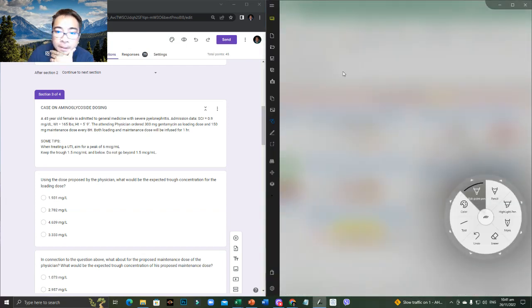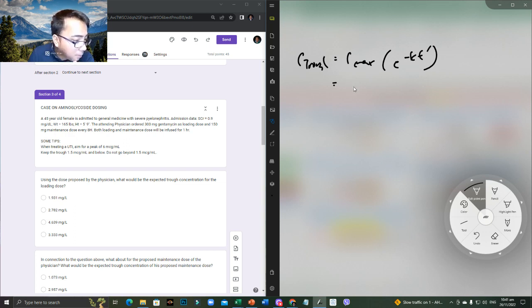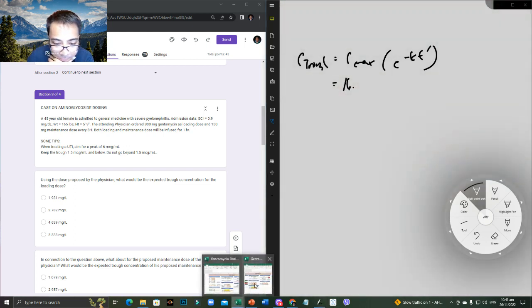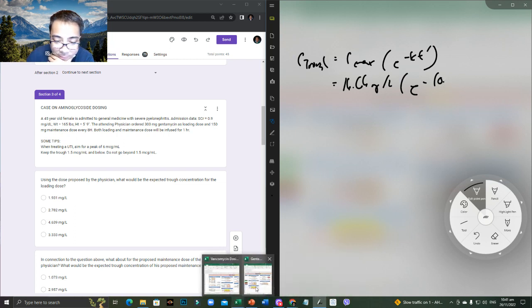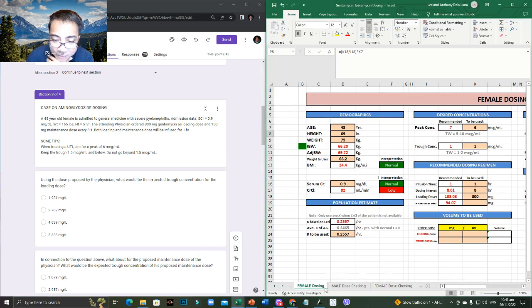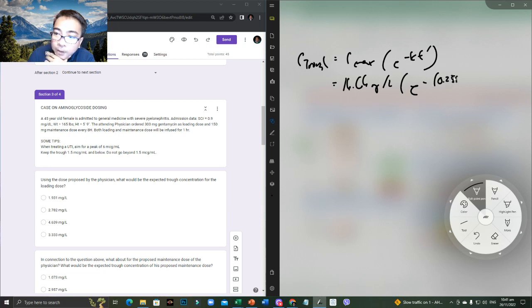We remember, class, that when we compute the trough concentration, C trough is just C max times e to the negative K T prime. Okay, that's when we want to get trough concentrations. So, class, our C max, if we want to get the trough concentration for the loading dose, is 16.66 milligrams per liter times e to the negative K, which is 0.2557, times T prime. Remember, class, T prime is the dosing interval minus the infusion time. So that's 8 minus 1, which gives us 7.